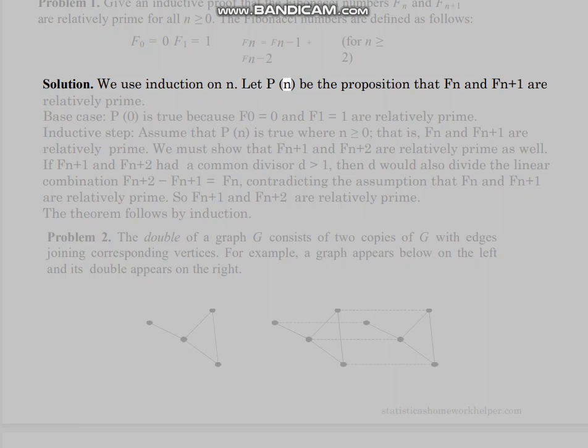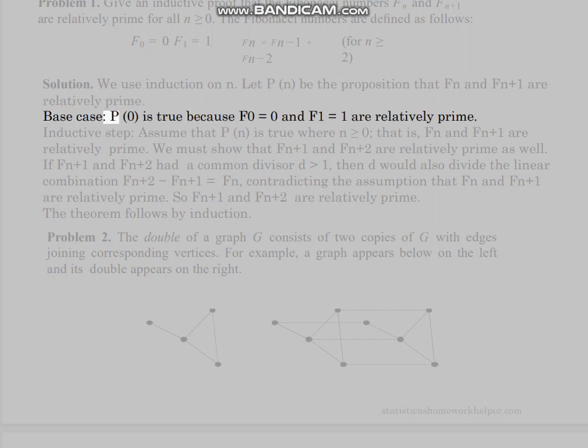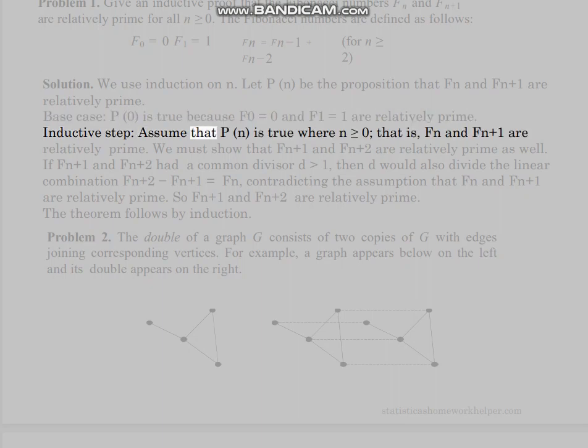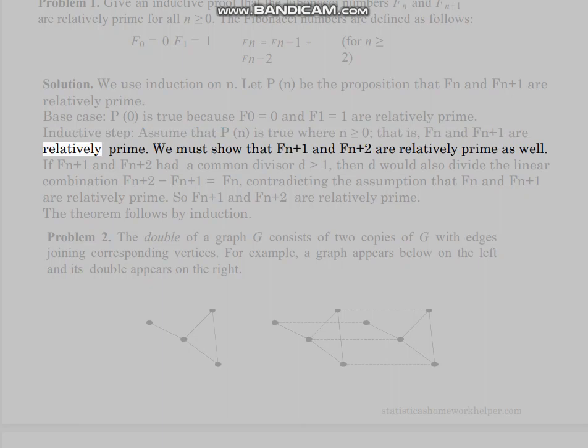Let P_n be the proposition that f_n and f_{n+1} are relatively prime. Base case: P_0 is true because f_0 equals 0 and f_1 equals 1 are relatively prime. Inductive step. Assume that P_n is true where n is greater than or equal to 0, that is, f_n and f_{n+1} are relatively prime. We must show that f_{n+1} and f_{n+2} are relatively prime as well.